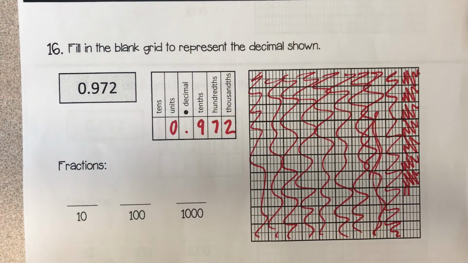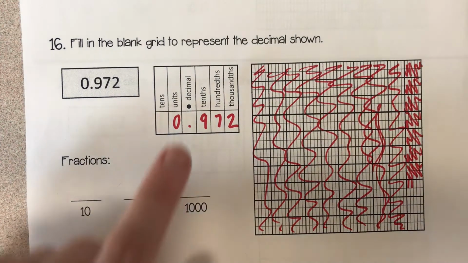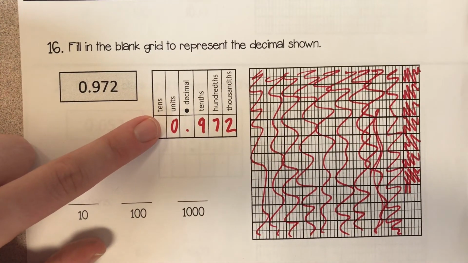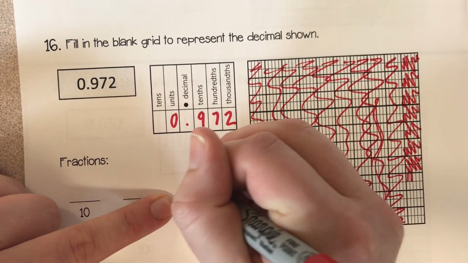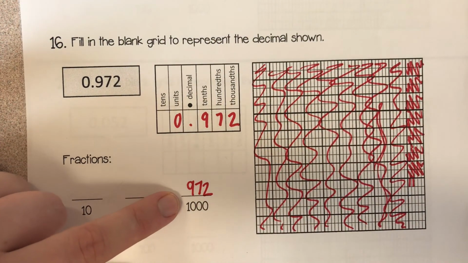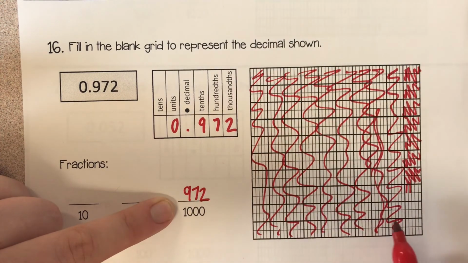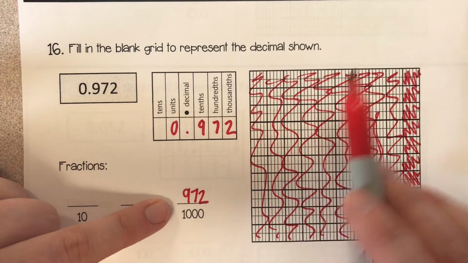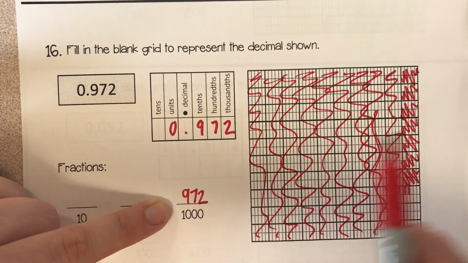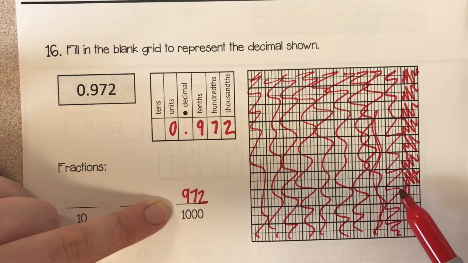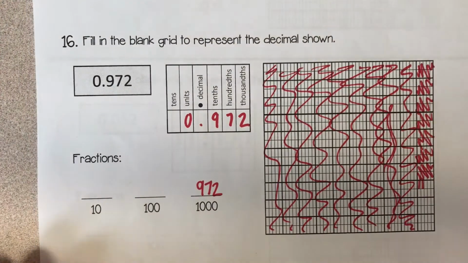So that's what 972 thousandths looks like. For my fraction, since when I say this decimal it's 972 thousandths, I'm going to start by putting 972 over 1,000. And also, when you look at this grid that's filled with 1,000 empty bars, 972 of those are filled in. So this is a fraction that shows how many are filled in. 972 tiny little bars out of 1,000 are filled in, so it makes sense that way.